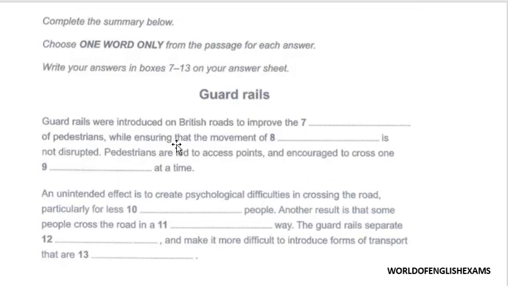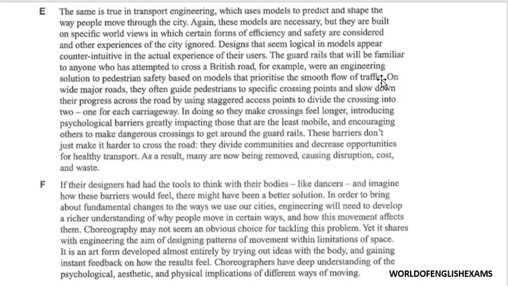Guardrails were introduced on British roads to improve the dash of pedestrians. So what is the aim of introducing guardrails? Let's read. Guardrails that are familiar to anyone who has attempted to cross a British road were an engineering solution to pedestrian safety. So what is the purpose of using guardrails? It is for pedestrian safety.